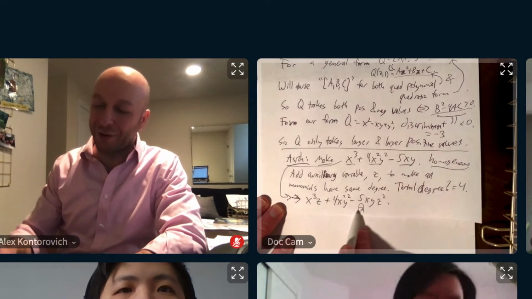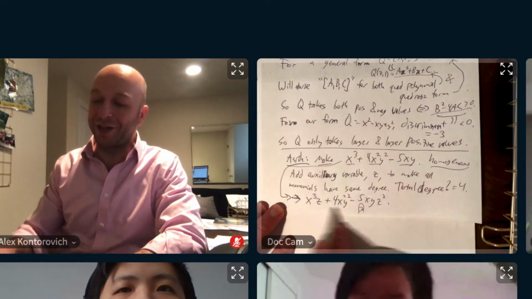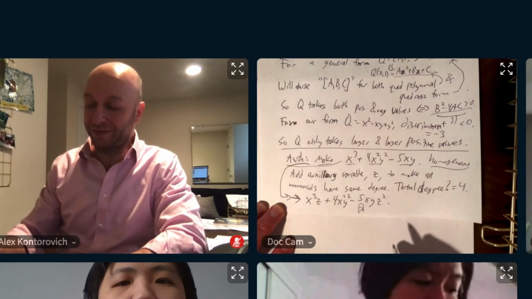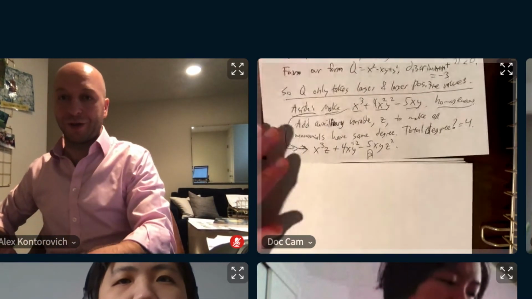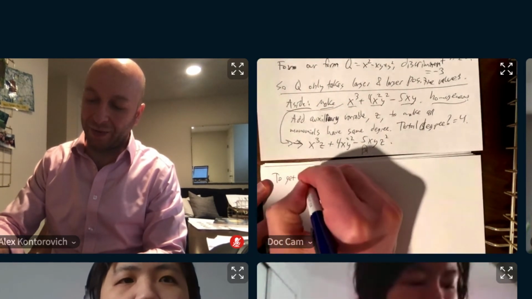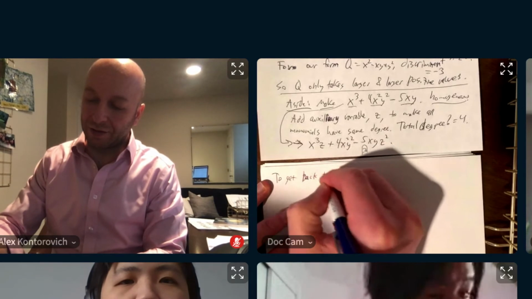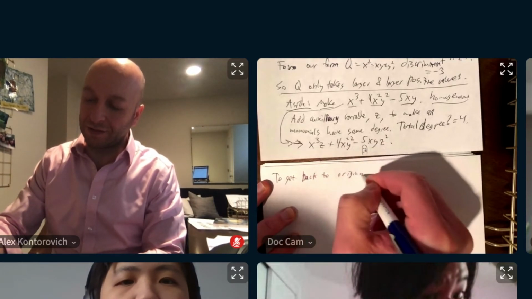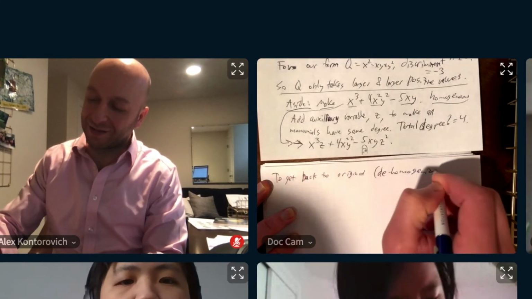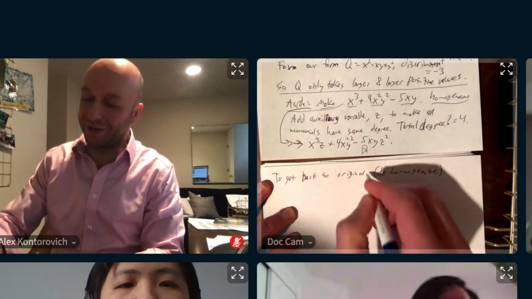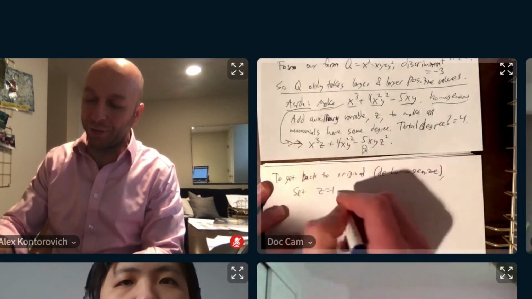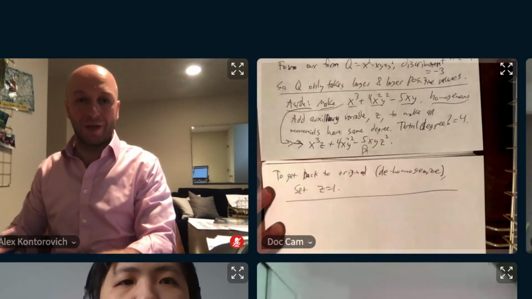And dehomogenize, well, there's a variety of ways of thinking about it, but one way is to set one of the variables to be 1. Okay? So to get back to the original, which is what I'm calling dehomogenize, which is not standard nomenclature, set z back to 1, get rid of it. Okay, does that make sense?